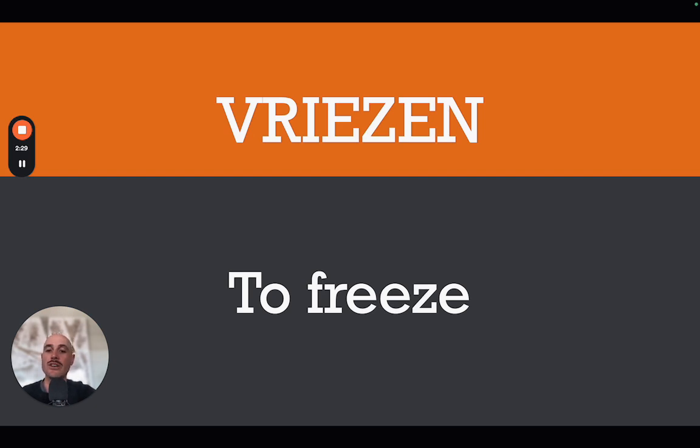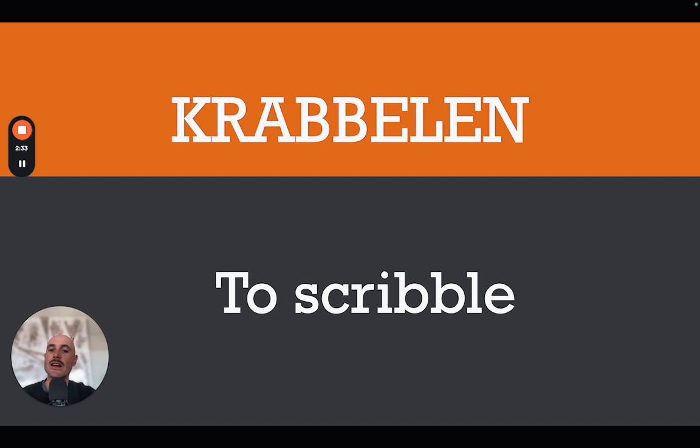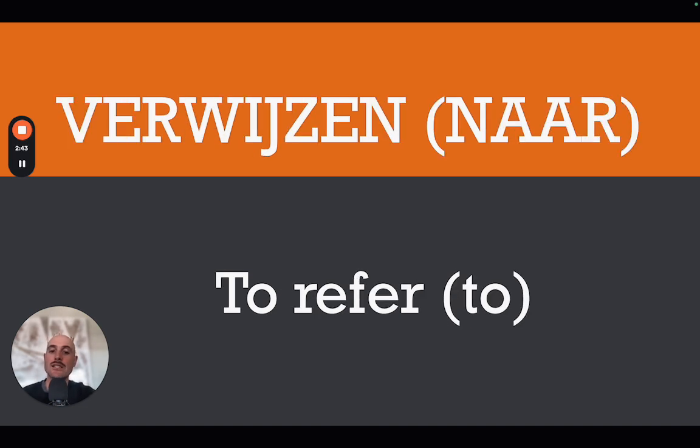Close to English. Vriezen is to freeze. Okay? The next one is krabbelen. Krabbelen is to scribble, right? Iets op een papier krabbelen is to scribble something on a piece of paper, alright? Verwijzen. Verwijzen naar, alright? I'm giving you the fixed preposition. If you refer to something, in Dutch you will say verwijzen naar.